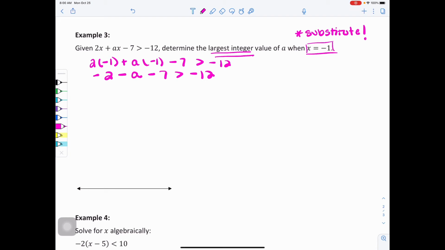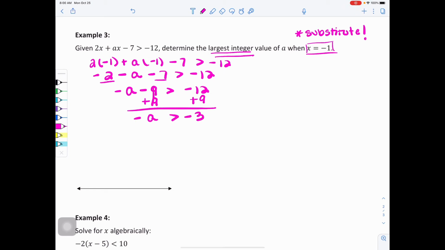So I look for distributive property. I don't have it. But on my left-hand side, I do have like terms. -2 and -7 should be combined. So this is -a minus 9 is greater than -12. I'm then going to undo my subtraction by adding. So I'm going to add 9 to both sides and get -a is greater than -3.